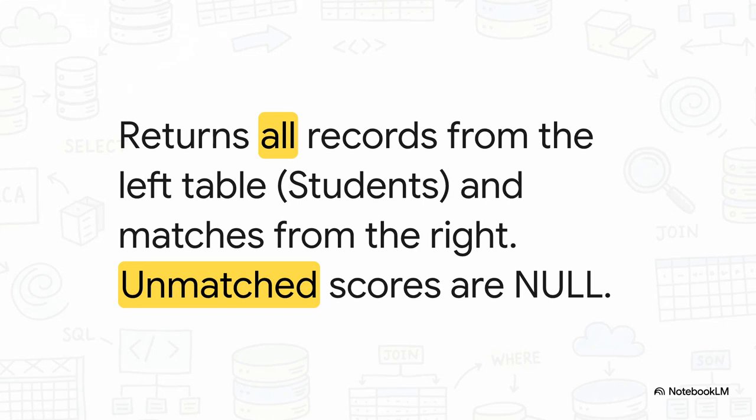But what if you want a list of all the students, even the ones who didn't take the exam? What then? Well, that's exactly what a left join is for. It grabs everything from that first or left table, in our case, all the students, and then it tries to find a matching exam score. If it can't find a match, no problem. It just leaves that score column blank, or what we call null.